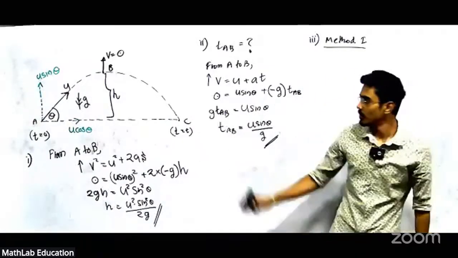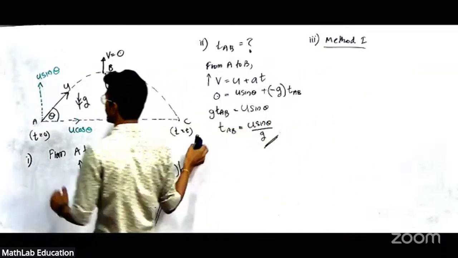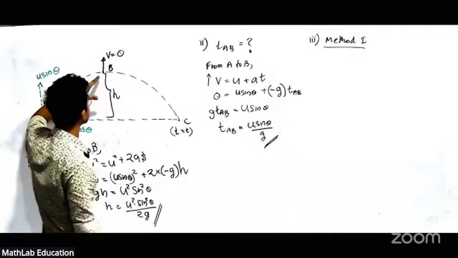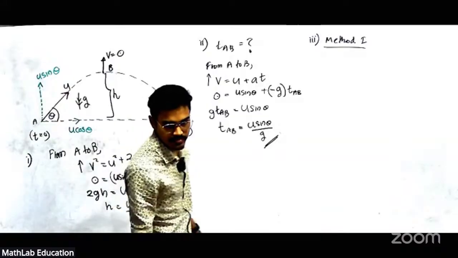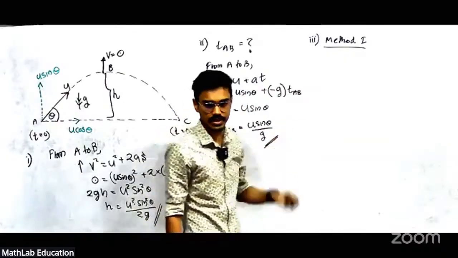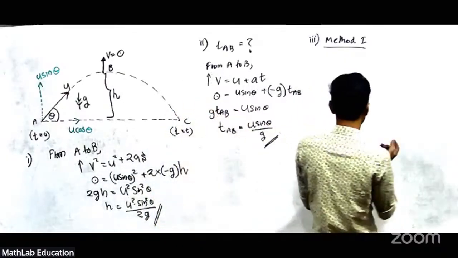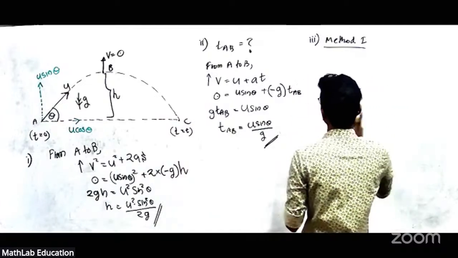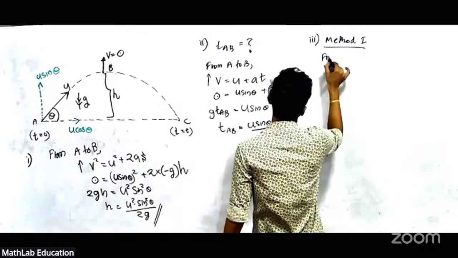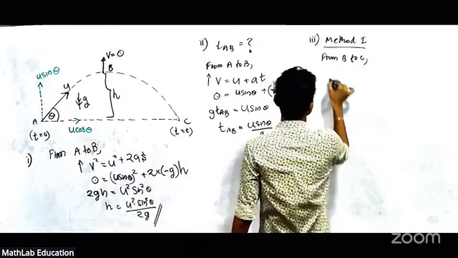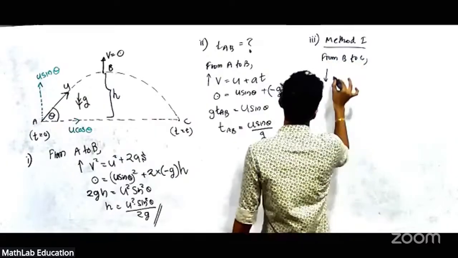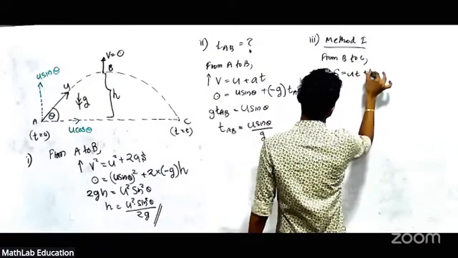Is it clear? From the previous step, I know the time from A to B already. Which means by using another equation, if I can get the time from B to C, then by adding those two I can come up with the total time. That is one method. My first target is determining the time from B to C. To determine it, I'm going to use an equation from B to C, downwards, because the motion is downwards. I'm going to use an equation like s equals ut plus half g t squared.